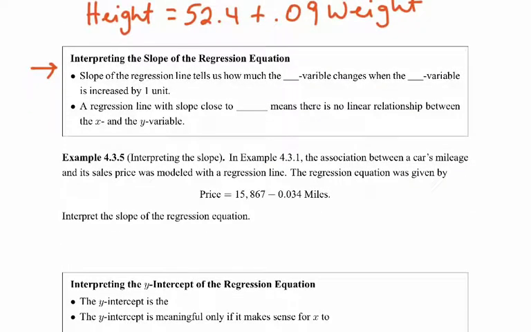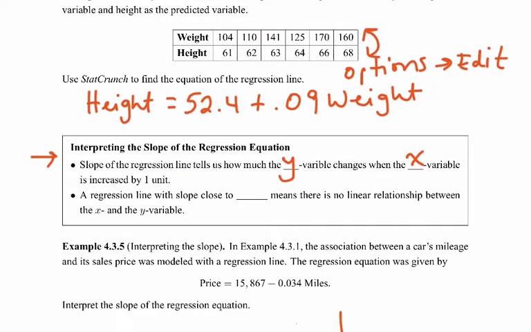So the slope of the regression equation tells us how much the y variable changes when the x variable increases by 1 unit. I think a good way to think about that is, if you remember from algebra, your slope you can always remember as your rise over your run. And so in my equation directly above here, my slope is 0.09, but remember I could think of that as 0.09 over 1. You can always put a number over 1 and it doesn't change anything.